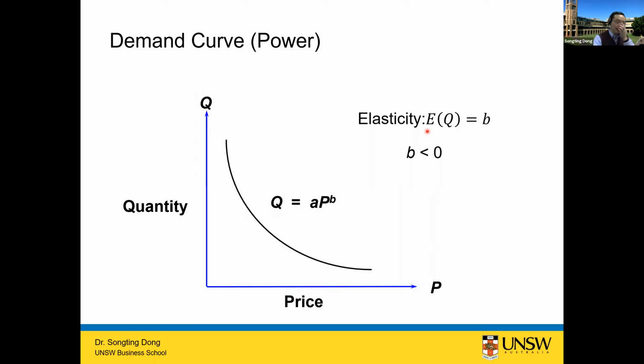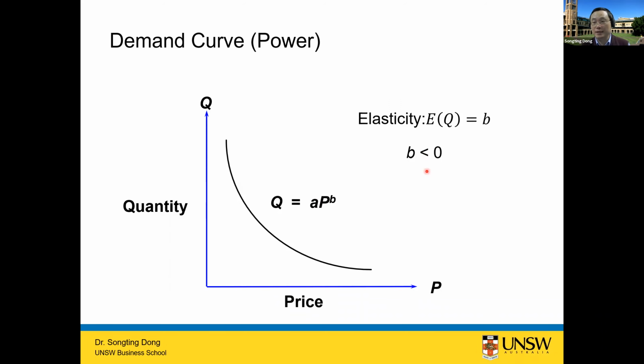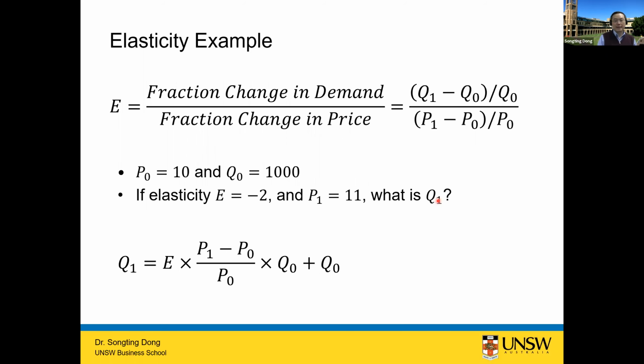A good thing about this power demand curve is that the elasticity is constant at each point, right? It may not look crystal clear, but if you use calculus, you can derive that. This is optional, so I will just show you over here, but the elasticity here is constantly B, and B should be a negative number. It's a curve like here. So this is a constant elasticity demand curve, in power curve format.